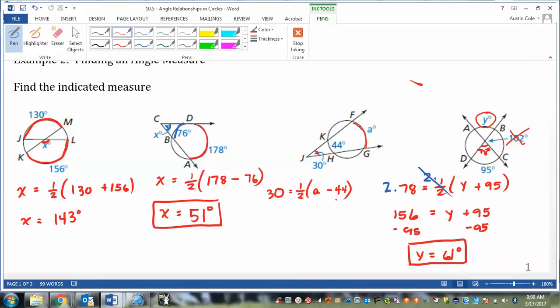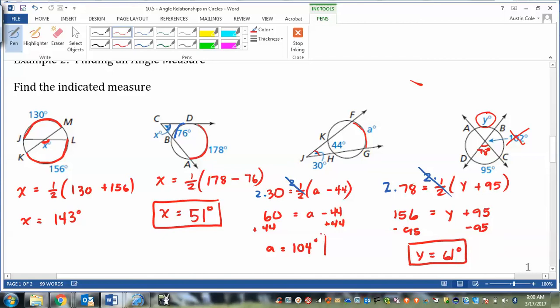Again, how are we going to get rid of that 1/2? Times both sides by 2. So now I'm going to get 60 equals A minus 44. Yep. To get rid of minusing 44, I better add 44, and A is going to equal 104 degrees.